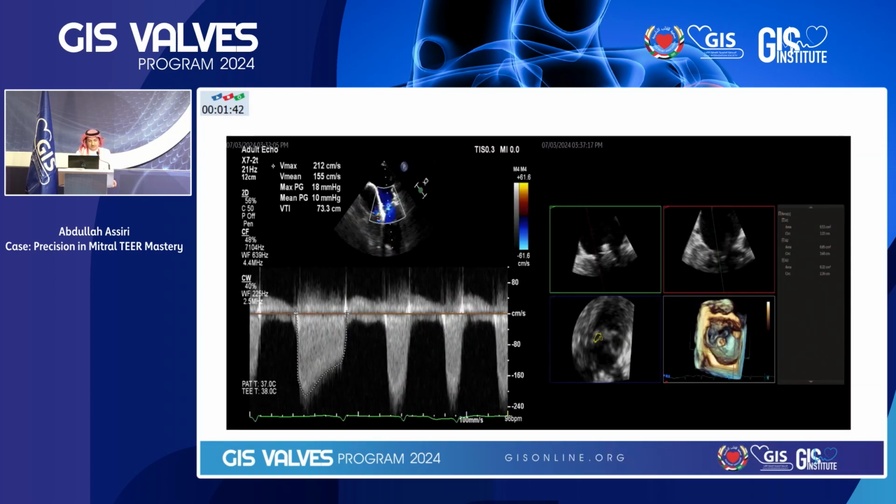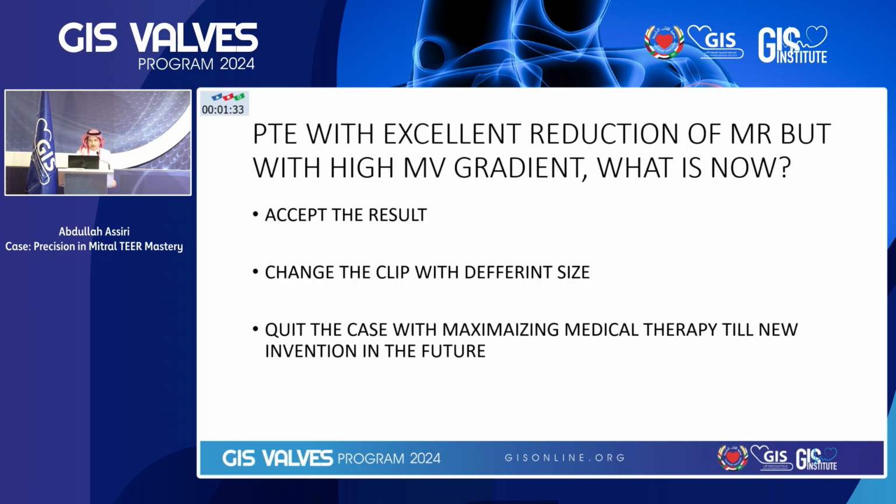This is the surprise: the ejection, the gradient went to 10, a small area. So now, a patient with excellent reduction of MR, but with a high mitral valve gradient. What now? Either we accept the results and conclude the case, or we change the clip to a smaller one, or we abort the case and just go with maximum NS. And then I would hear from Dr. McKenzie.